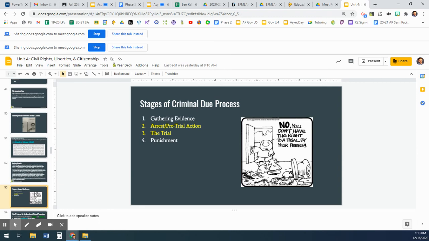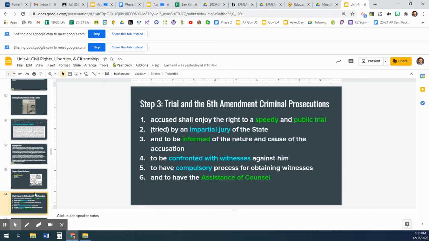All right, so moving along, going more towards the trial itself, we take a look at the Sixth Amendment. Do you have the right to a speedy and public trial? Yes, we see that there. So you can't languish in prison, and it also has to be public, so people have to know what the goings-on were. You have the right to an impartial jury.